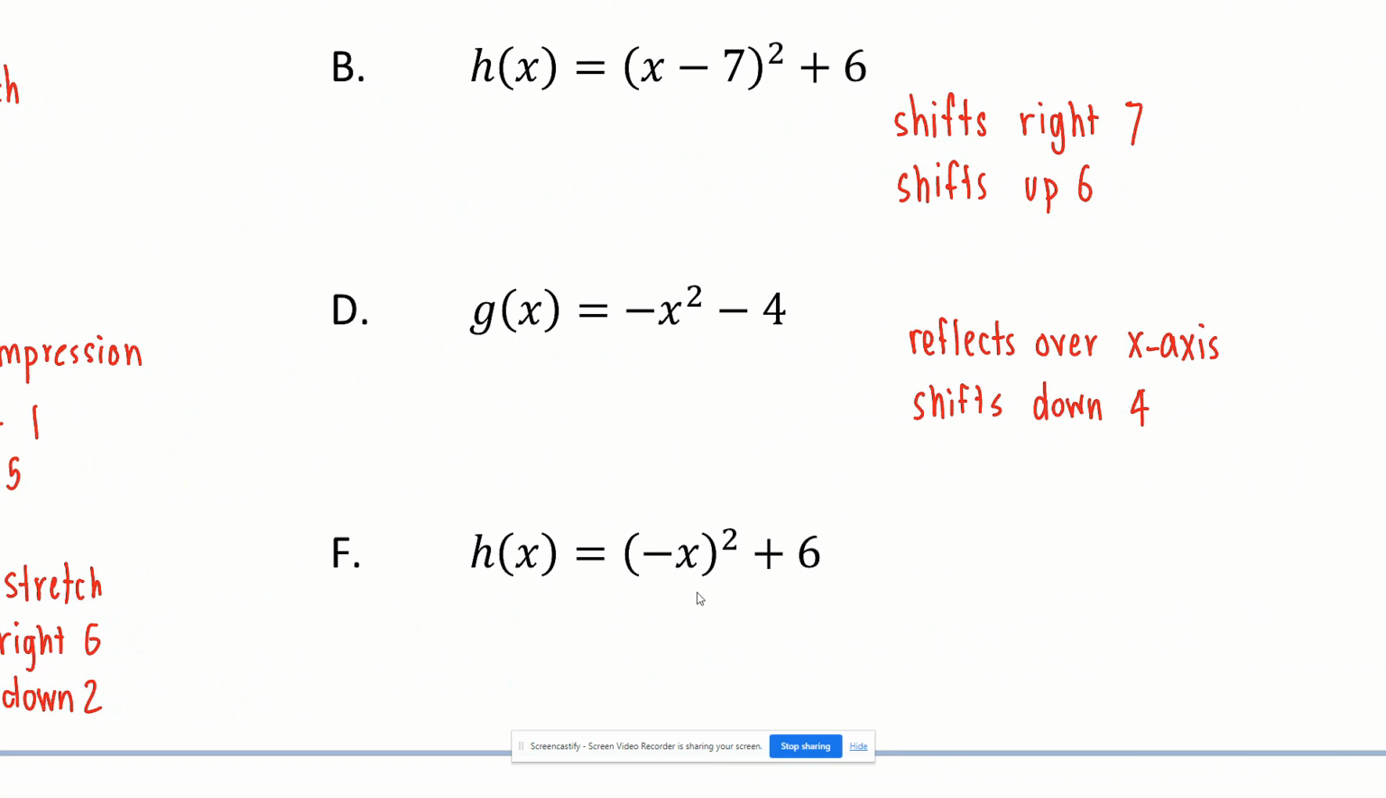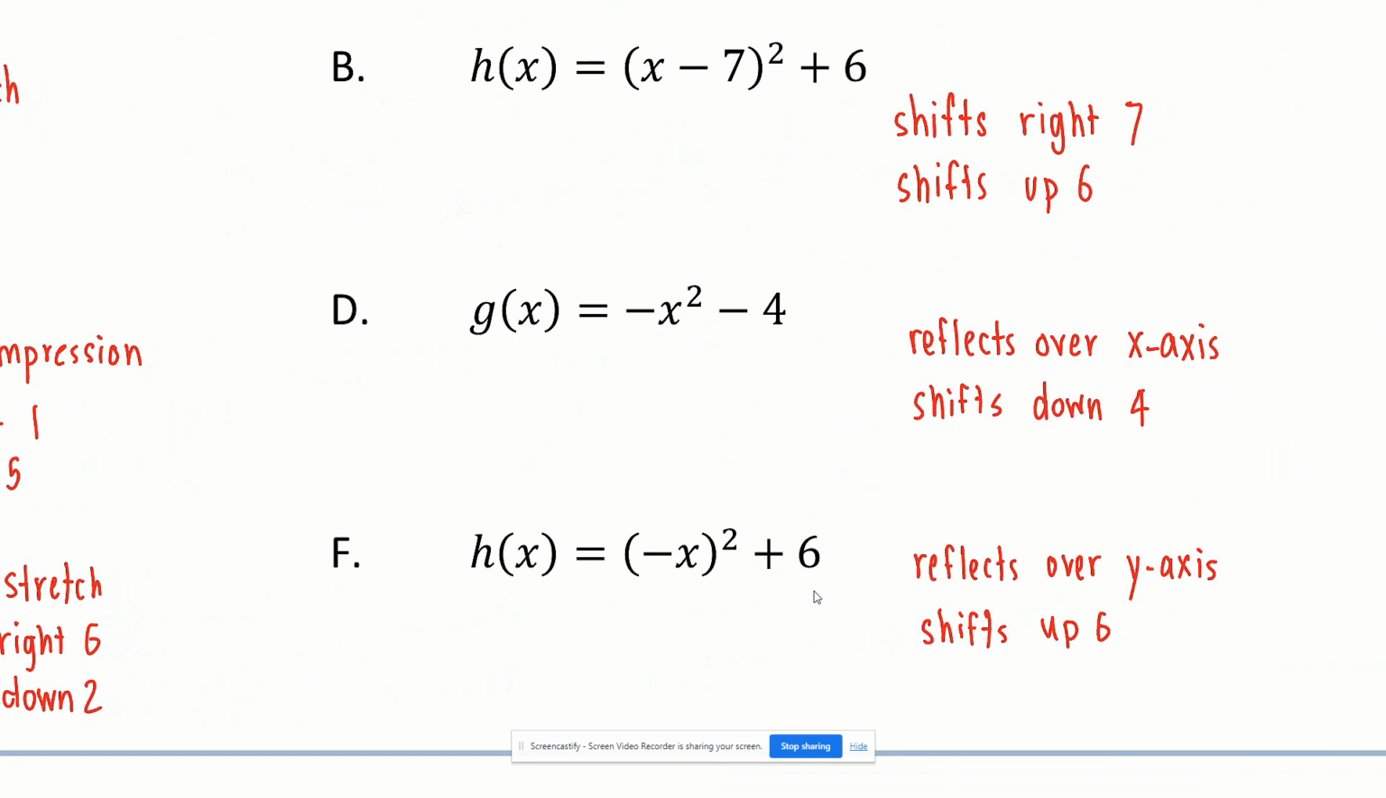And last one, this negative happens inside, so it's horizontal reflection. Horizontal reflection means it reflects horizontally, meaning over the y-axis. This plus 6 is happening outside. Vertical shift, it is what it is, so this thing shifts up 6.